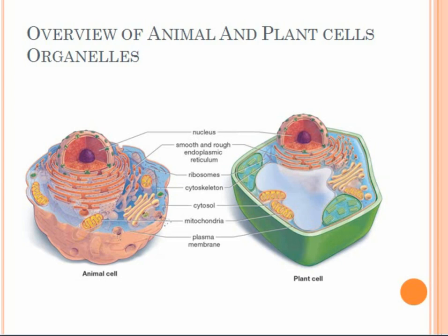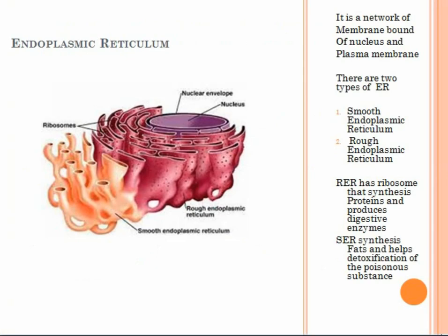Now we have different organelles like the mitochondria, ribosomes, lysosome, Golgi apparatus, endoplasmic reticulum that perform these tasks. So first we are going to talk about what is endoplasmic reticulum. It is a network of membrane bounded cells around the nucleus, and these perform some tasks, but first we are going to discuss its two types.